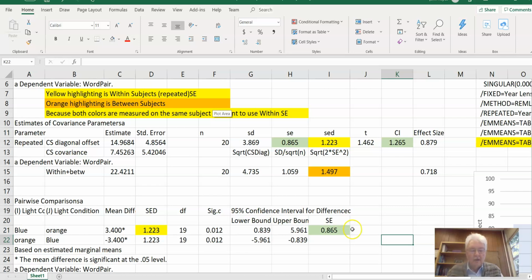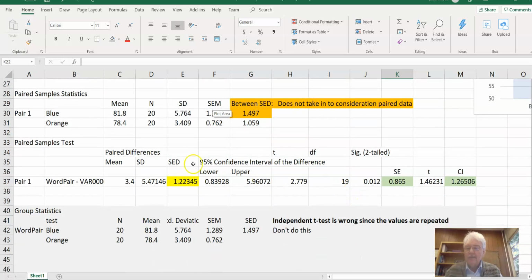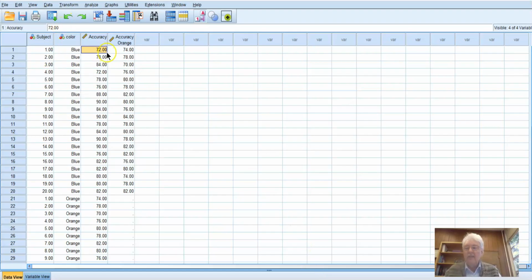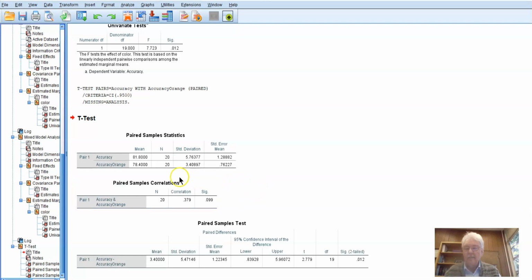So, all right. Now, next thing. Let's see how that compares to the paired sample t-test. So if we're going in and looking at doing a paired sample, that's, again, now we're going to do accuracy versus accuracy orange. Analyze, compare means, paired sample t-test, our 2 means. And in this case, we get our statistics. Notice our p-value is the same as it was before, 0.012.